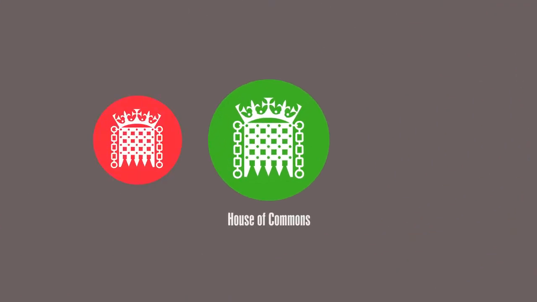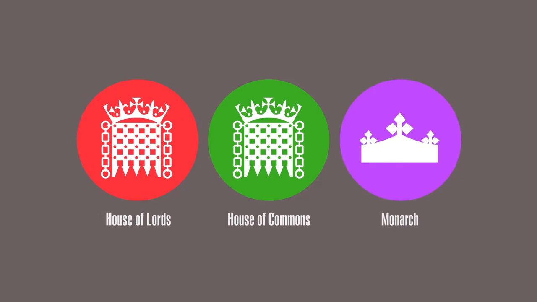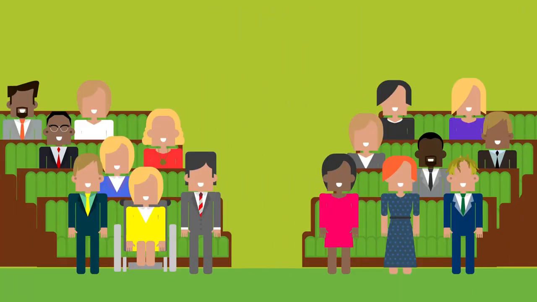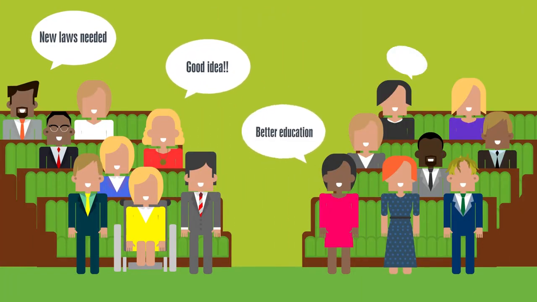Parliament is made up of three parts: the House of Commons, the House of Lords and the monarch. The House of Commons is the elected chamber of Parliament. It debates big issues, proposes laws, amends existing ones and challenges the government's work. There are 650 members of Parliament, or MPs, who each represent a constituency in the UK.